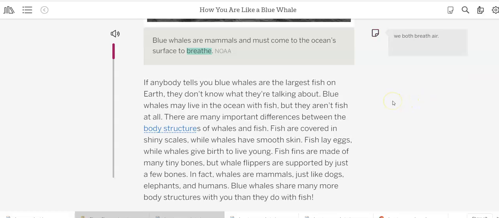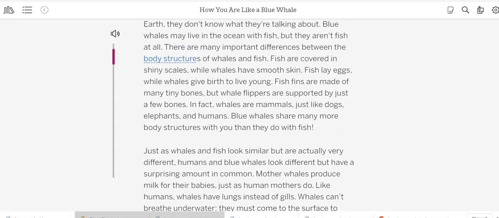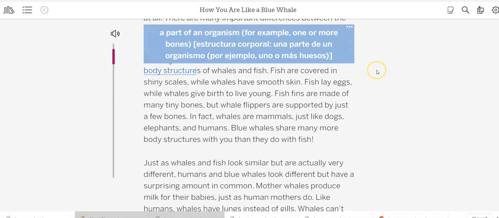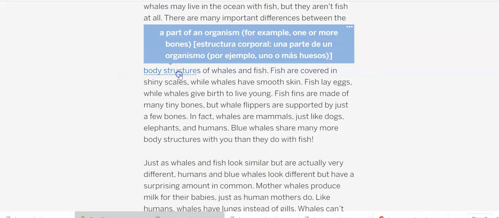If anybody tells you blue whales are the largest fish on Earth, they don't know what they are talking about. Blue whales may live in the ocean with fish, but they aren't fish at all. There are many important differences between the body structures of whales and fish. Let me pause. Body structure. Here's another chance to go over your vocab: a part of an organism, for example, one or more bones. I'm just going to highlight this. Again, another one I'm going to highlight.